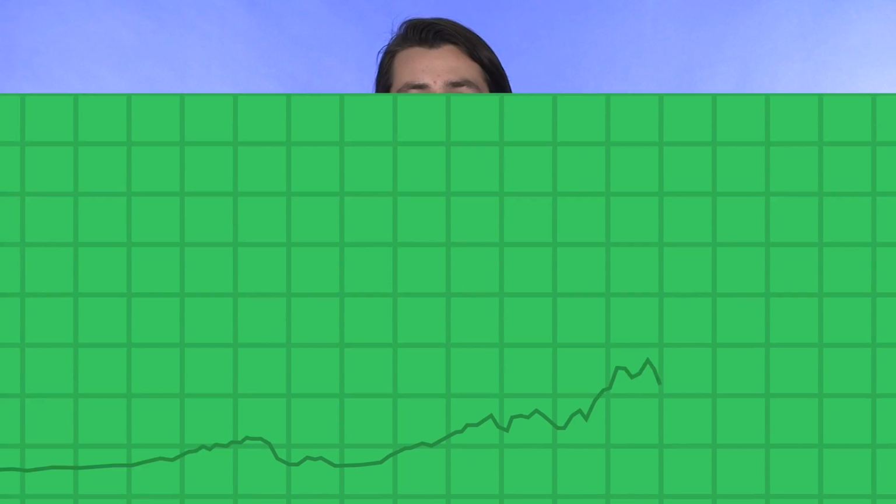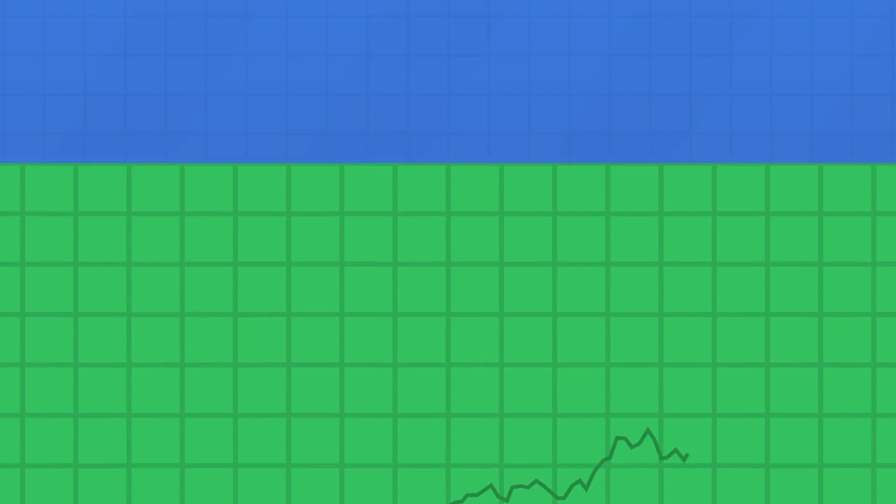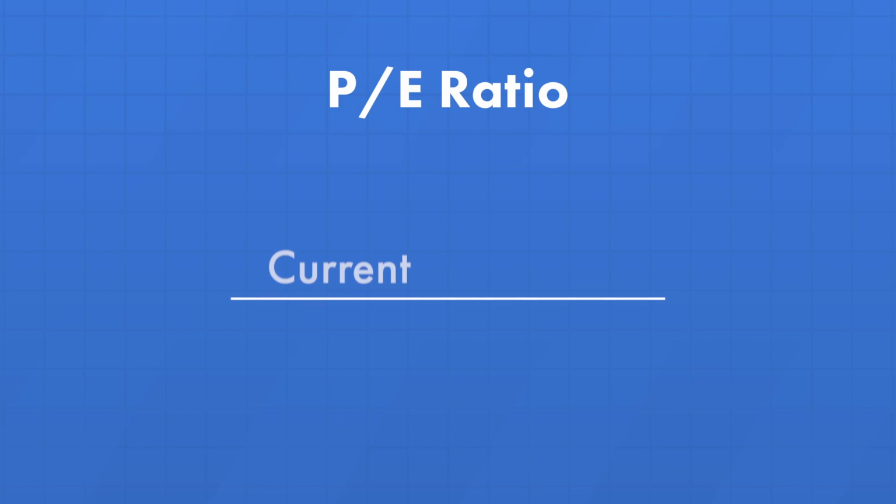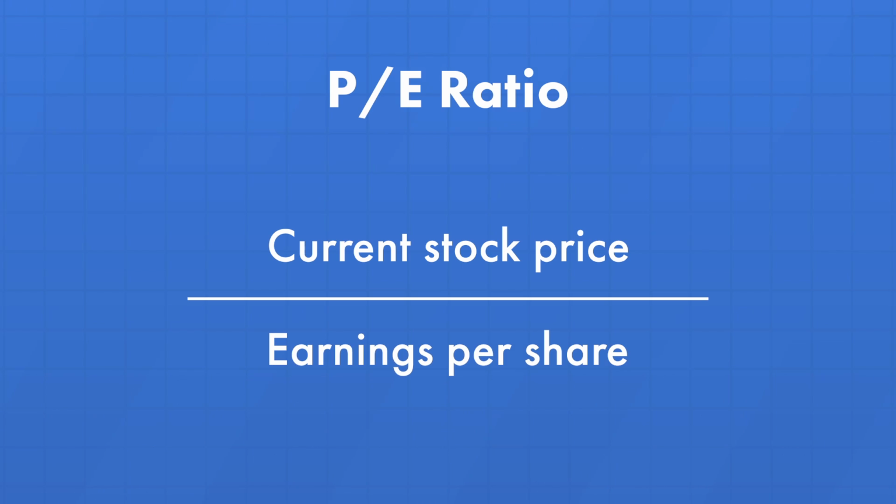One of the common approaches to valuing a company is looking at the PE ratio. This measures a company's current value against how much it actually earns in income, and you can calculate it one of two ways. First, by either taking a company's market cap and dividing it by net income, or dividing a company's current stock price by the company's earnings per share.